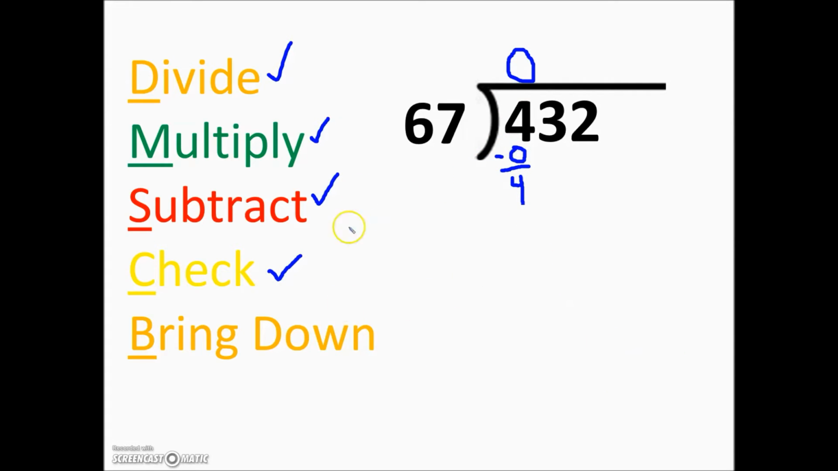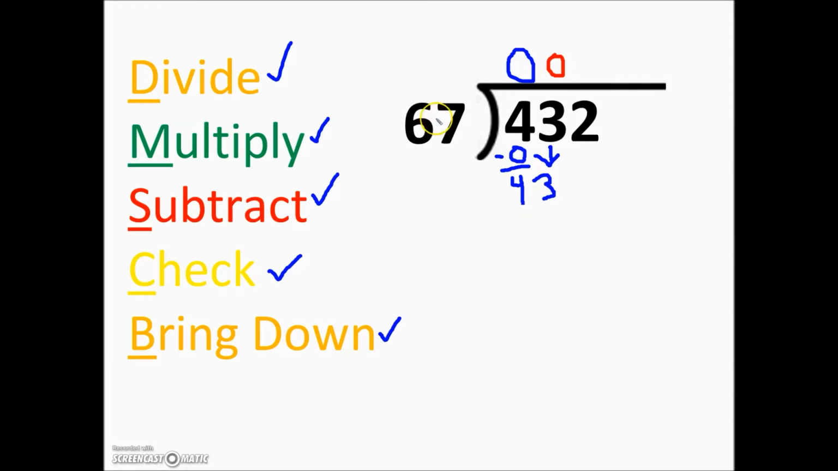The next thing I do is bring down the next number in my dividend. So I bring down the 3. And after that, I start again with my divide, multiply, subtract, check, bring down steps. Now, how many times does 67 go into 43? 0 times, because I can't subtract 67 from 43.